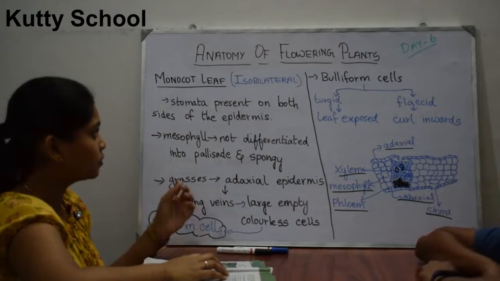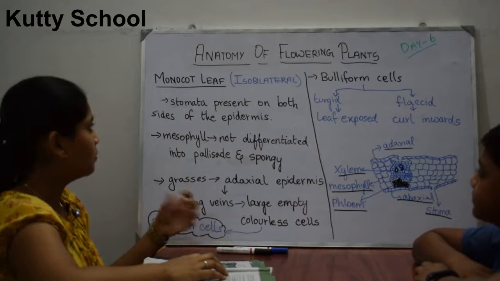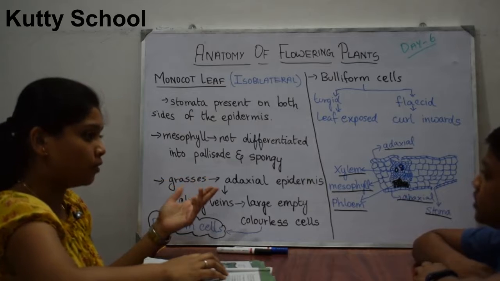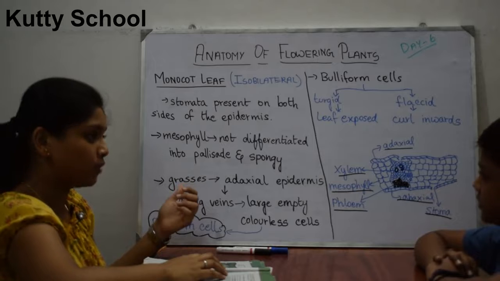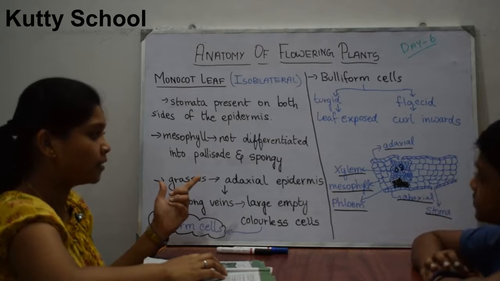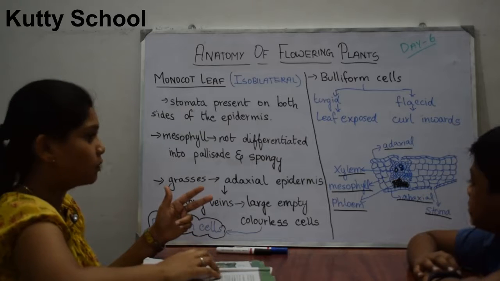Isobilateral. Because the stomata are present on both sides, it is known as isobilateral. Previously we saw that in the dicot leaf, stomata will be present only on one side, so it is known as a dorsiventral leaf. Here it is isobilateral, present on both sides. Stomata are present on both sides of the epidermis.